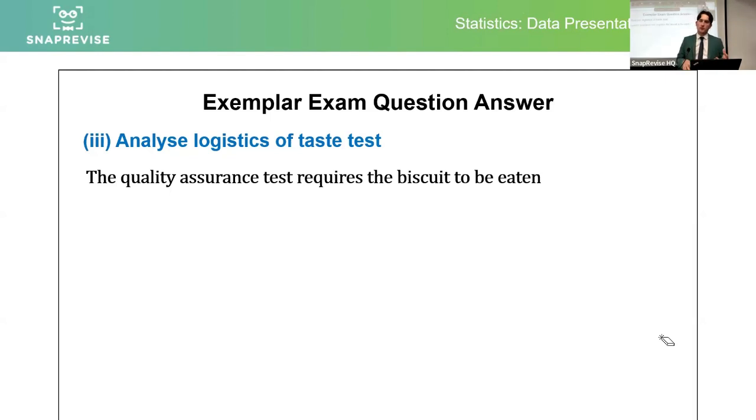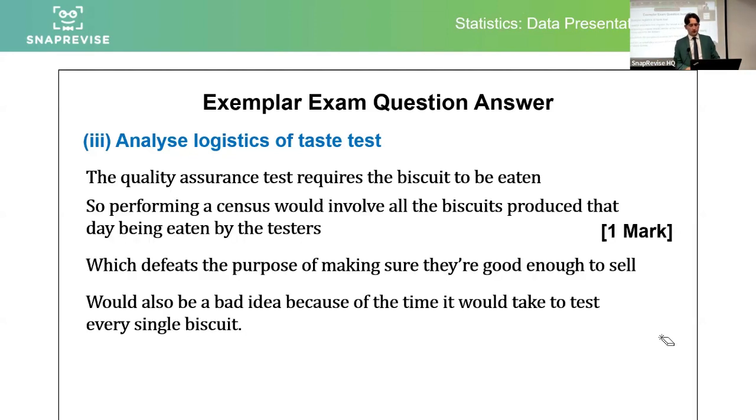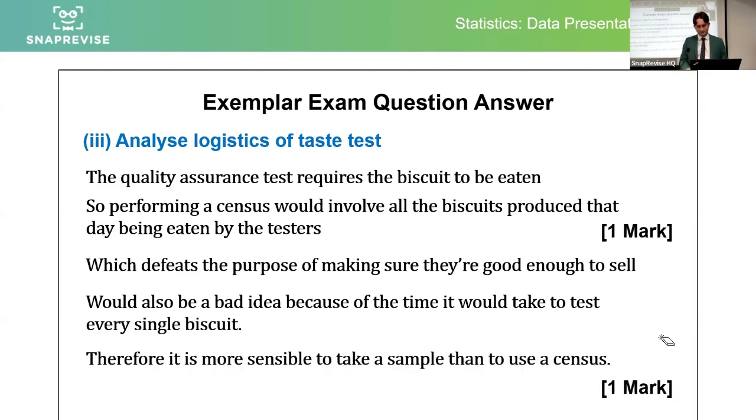So a sample is better, especially for things like food or products you're going to sell. But even if you were dealing with finding out information about humans, it's just more sensible a lot of the time to do a sample than try to do a whole census. So that would be your answer for the final part there.